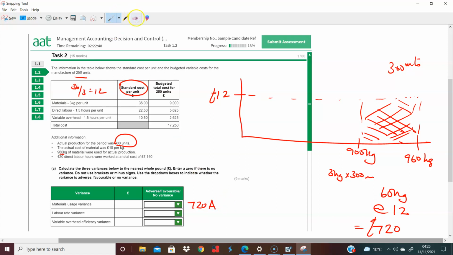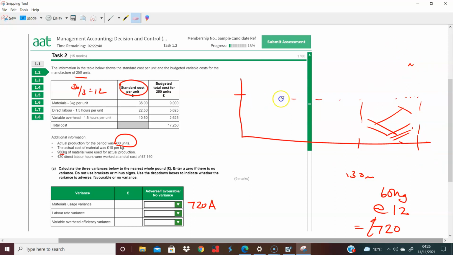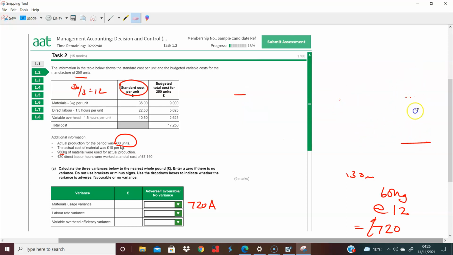Right, I'll just clean this and use the same graph to discuss the other variances. Second, let's get rid of this and give ourselves clean space. Right, so what do we have next?